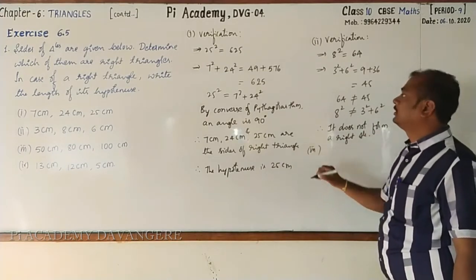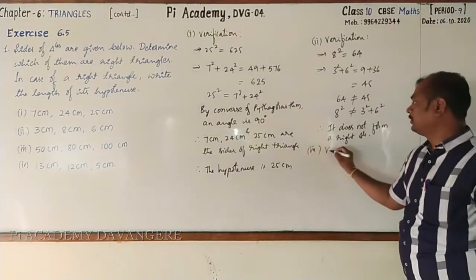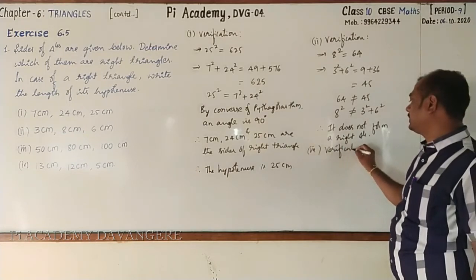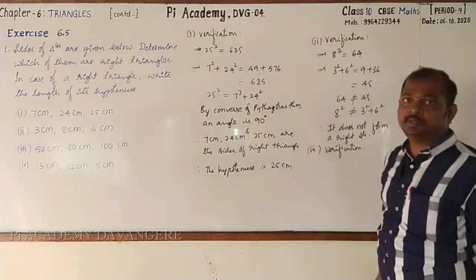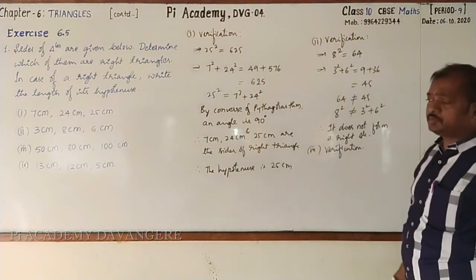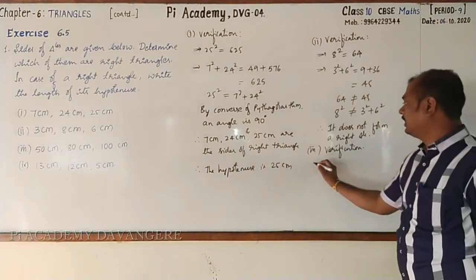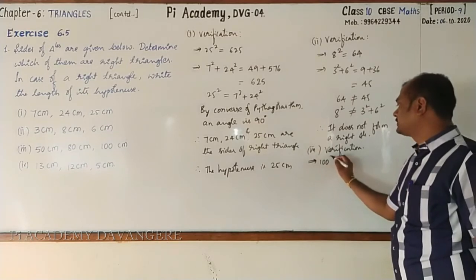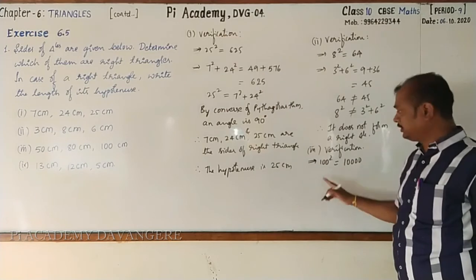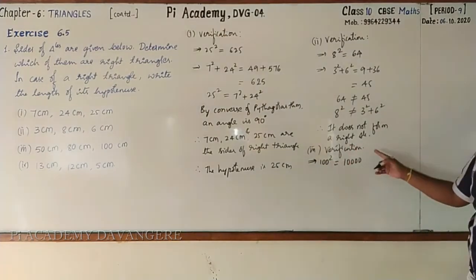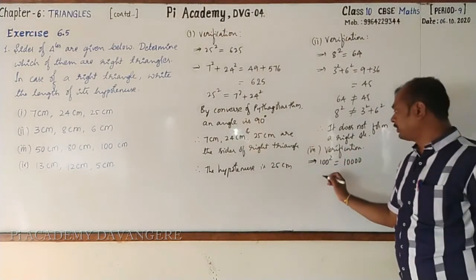Next, third, verification. Let us check whether they are the sides of a right triangle. 50 centimeter, 80 centimeter, 100 centimeter. The longest side is 100 centimeter. So find out its square. 100 square is 1, after that 4 zeros, because 2 zeros are there, their square will be 4 zeros.